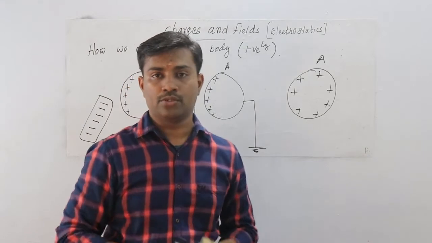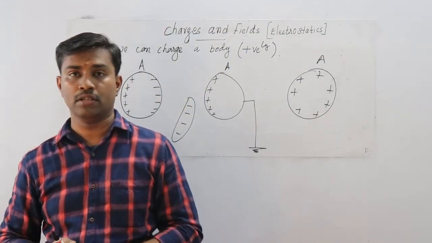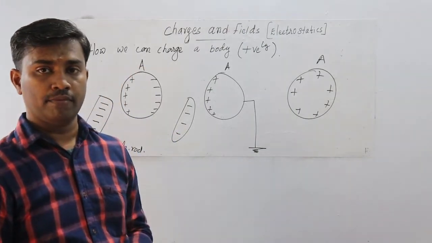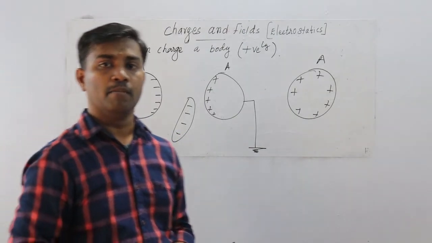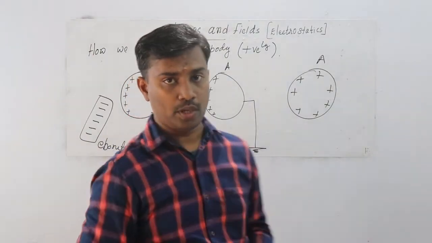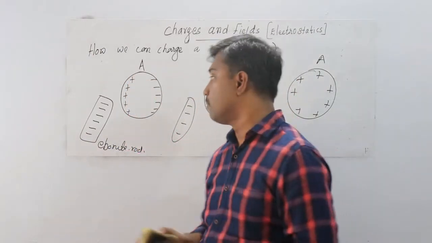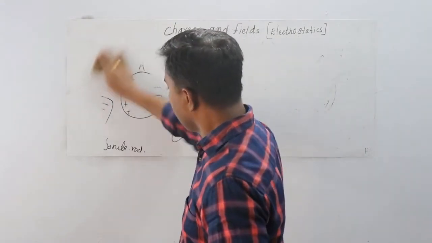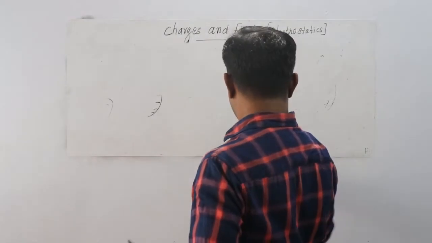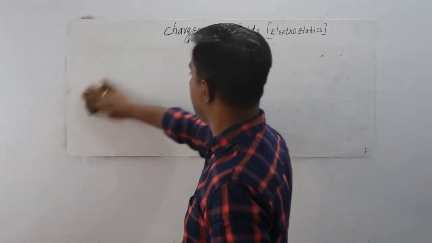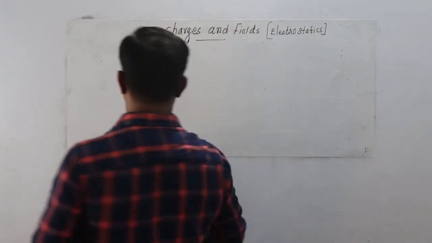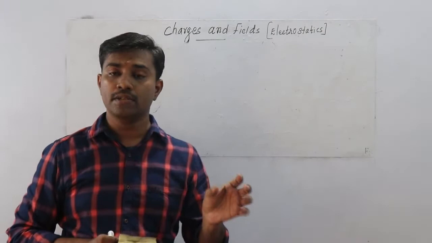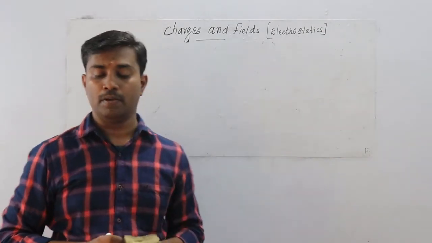Next we are going to discuss the basic properties of charges. There are three basic properties of charge. The first one is the additive property. One property of charge is the additivity property.